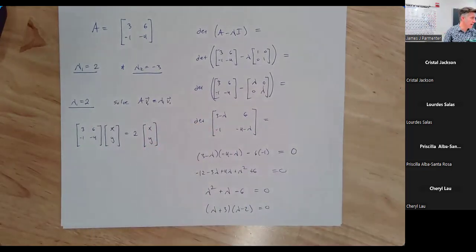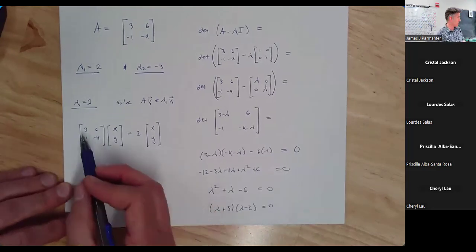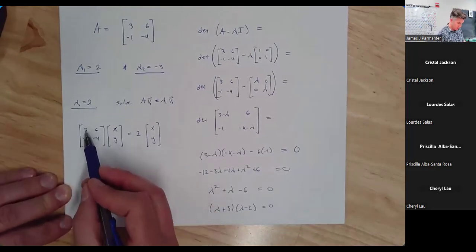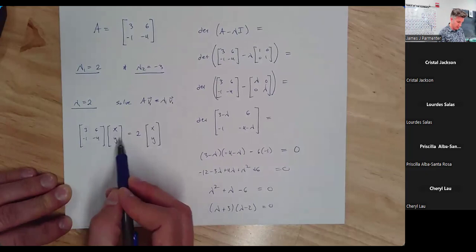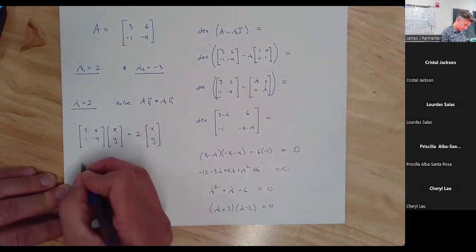When you do it this way, so let me back up. This is a matrix equation. It's representative of a system of 2 equations and 2 unknowns. You almost only ever need to write down one of the equations. So the first equation, just looking at the top row, is 3 times x plus 6 times y equals 2 times x.